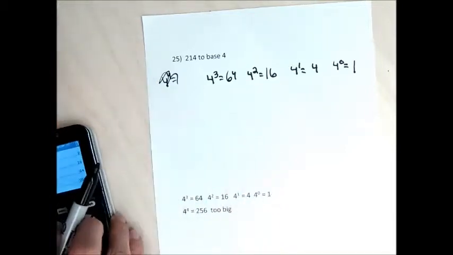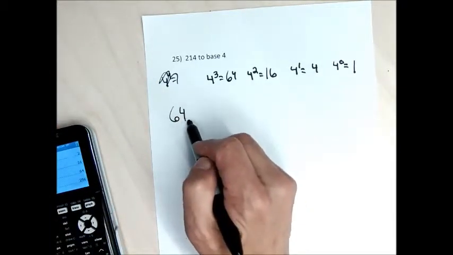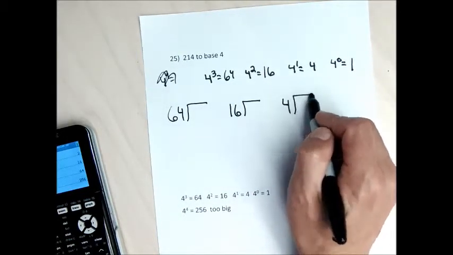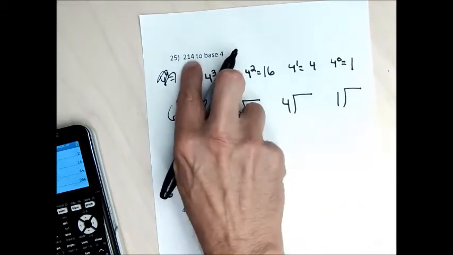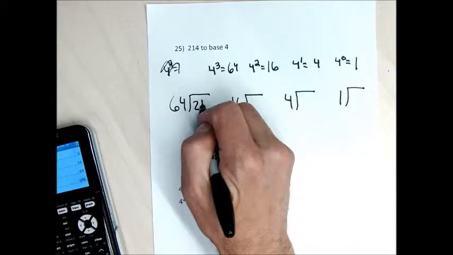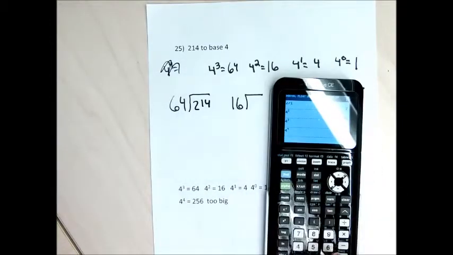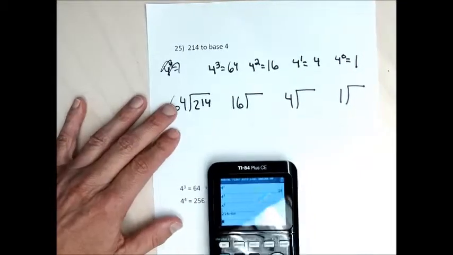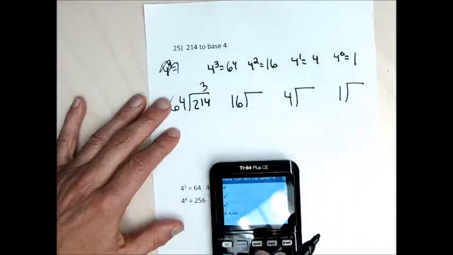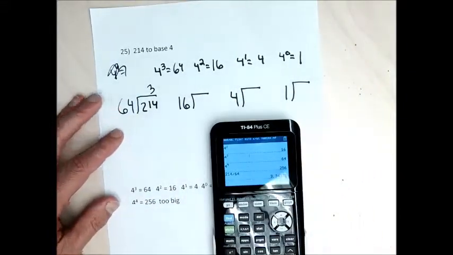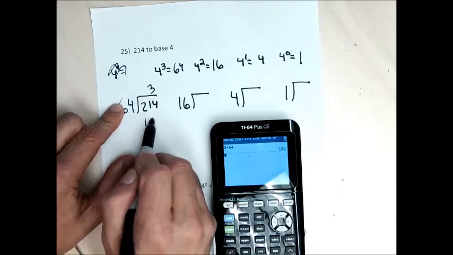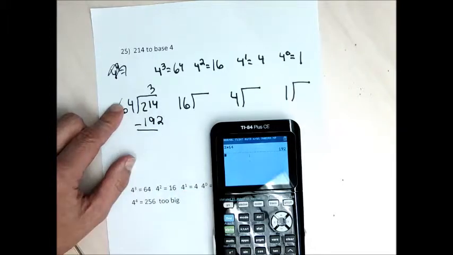And now I'm going to make up my divisions with a 64 in front of my division bar, a 16 in front of my division bar, a 4 in front of my division bar, and a 1 in front of my division bar. Take this starting number 214, sneak it under the first division bar, and do 214 divided by 64. Gives me 3 point something, so I put the 3 on top of my division bar. And I'm going to multiply this 3 by that 64 and get 192. I'm going to subtract 214 minus 192 and get 22.